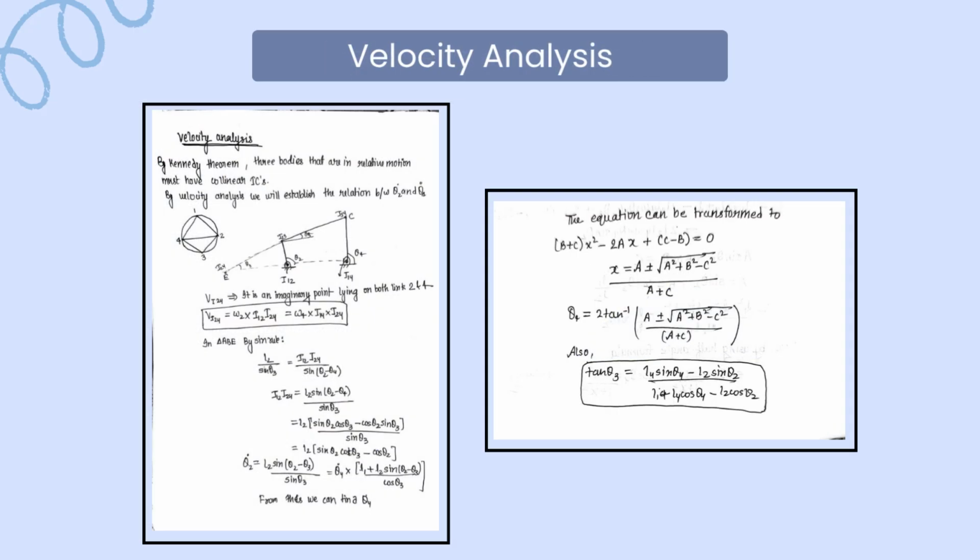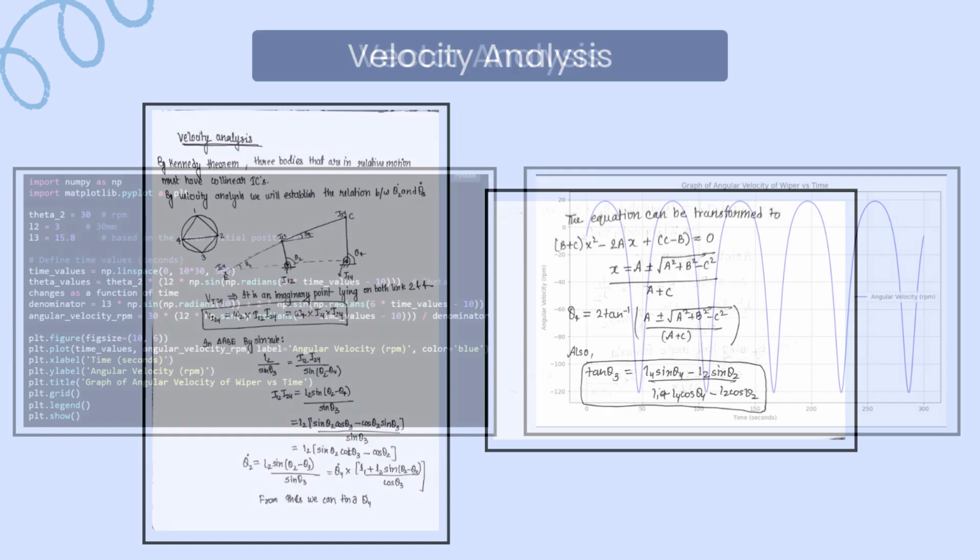After finding displacement, we analyzed the velocity of different links. We used the instantaneous center (IC) method based on Kennedy's theorem, which states that when three bodies move relative to one another, their instantaneous centers lie on a straight line. We identified the centers I12, I23, I34 and I14 for our mechanism. Using this and the given motor speed, we determined the angular velocity of output link theta 4.